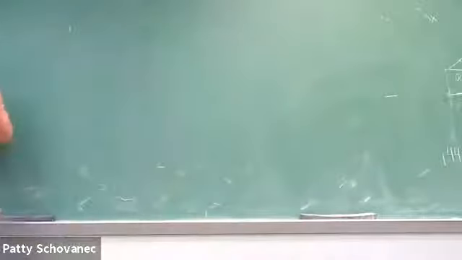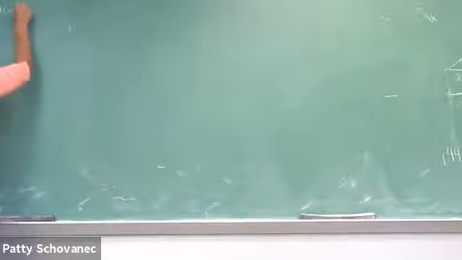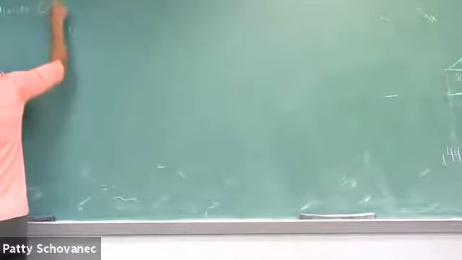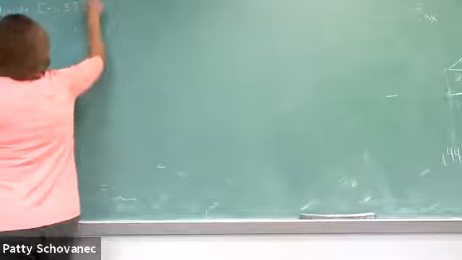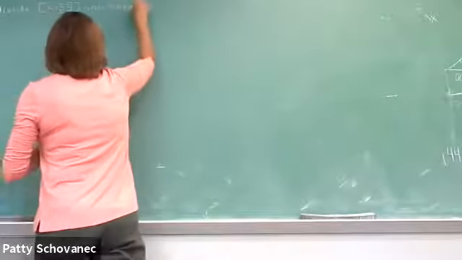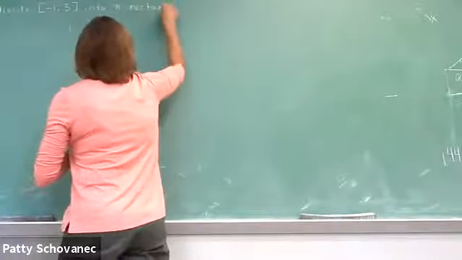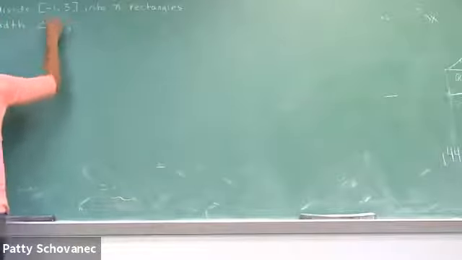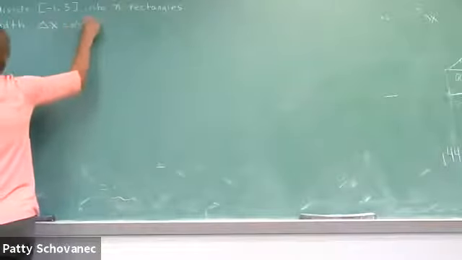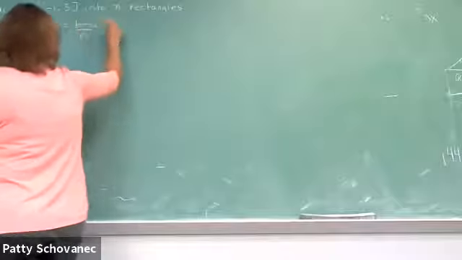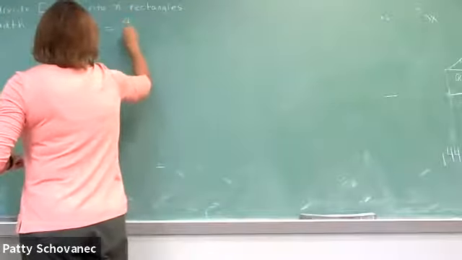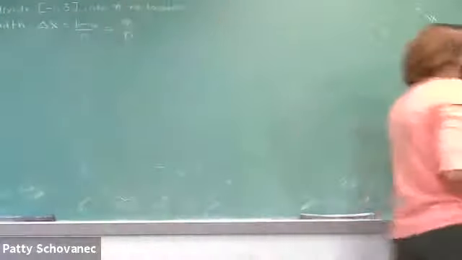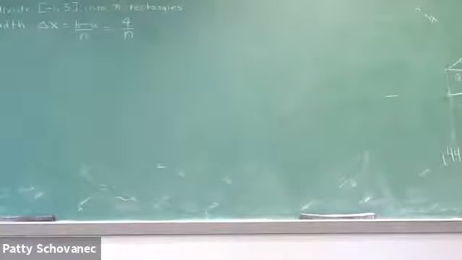So now we're going to subdivide the interval from -1 to 3 into n rectangles of width delta x, which is in general again (b - a) over n. So in our example, it's 4 over n. And I'm going to do a left sum.